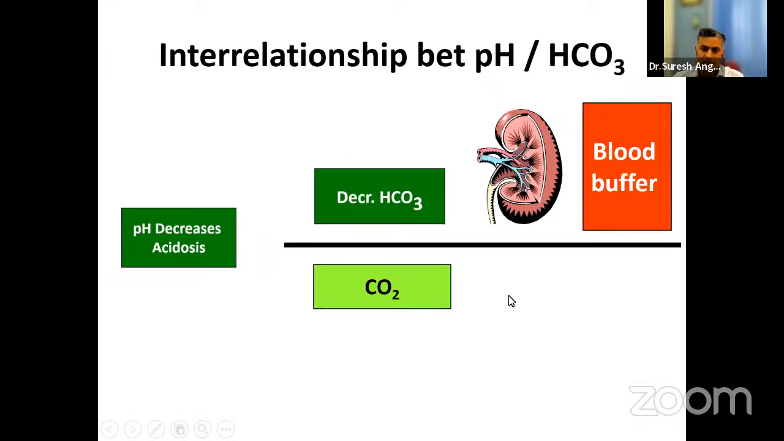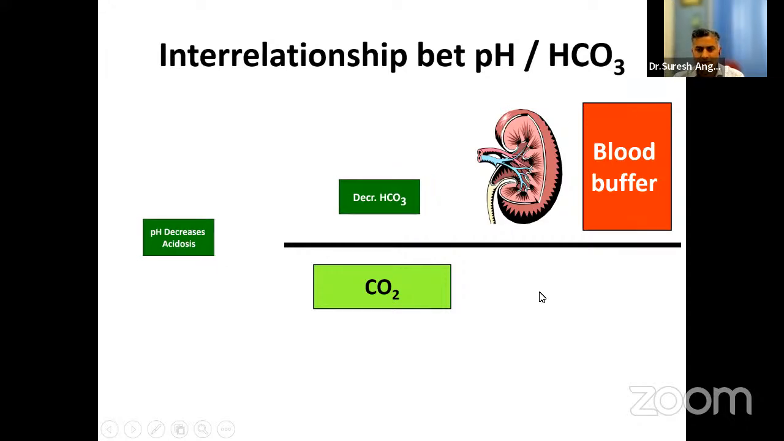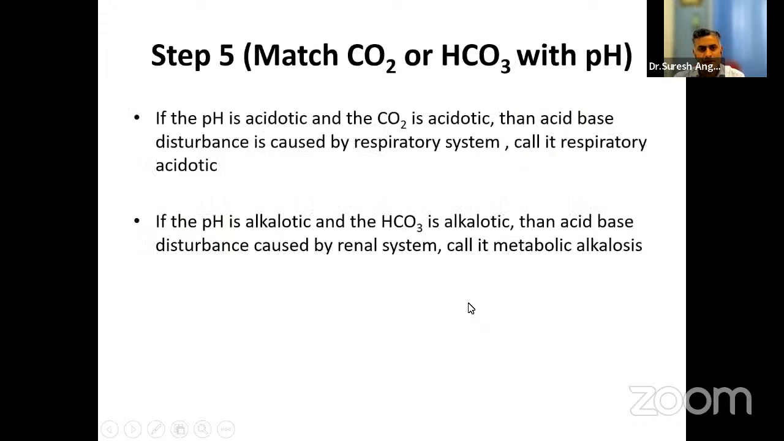And if there is a decrease in bicarbonate, it will lead to a decrease in pH, and it is metabolic acidosis. So then we have to match bicarbonate and PCO2 with the pH. If the pH is acidotic and CO2 is also acidotic, it means that CO2 is high, then the acid-base disturbance is caused by the respiratory system, and we'll call it respiratory acidosis.